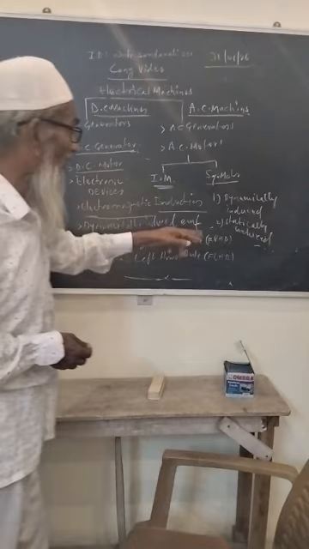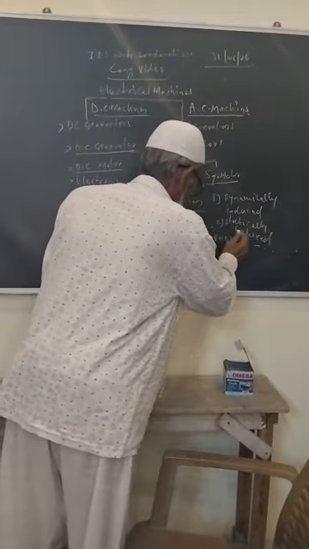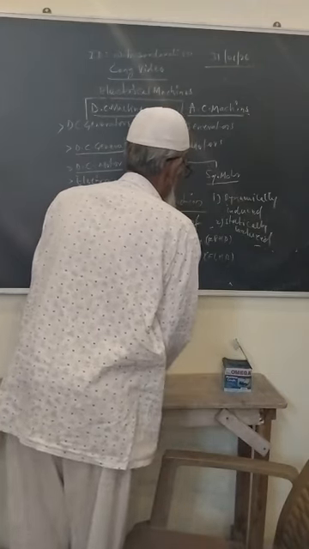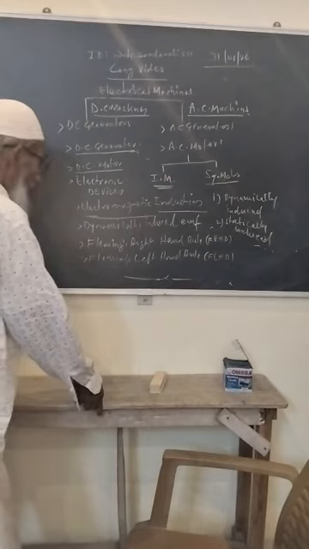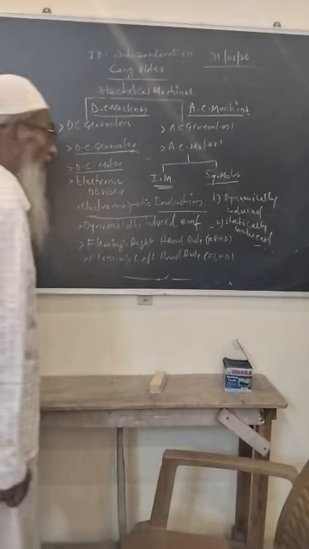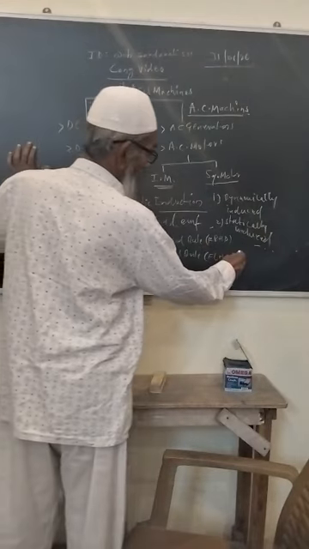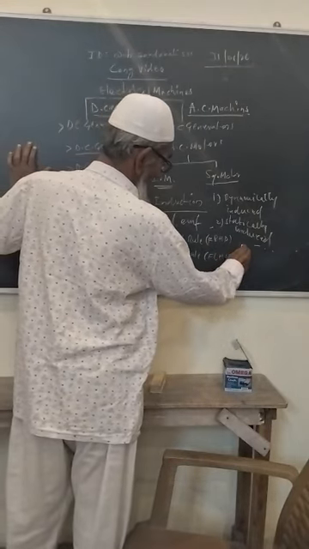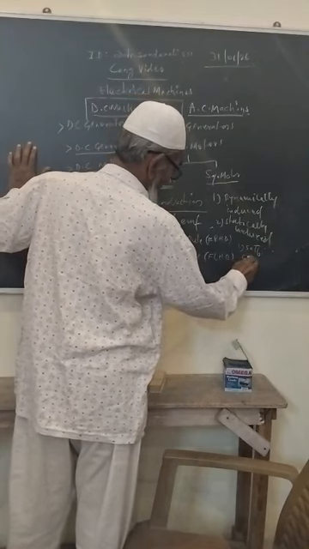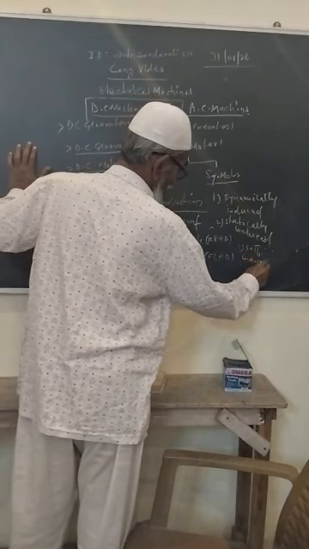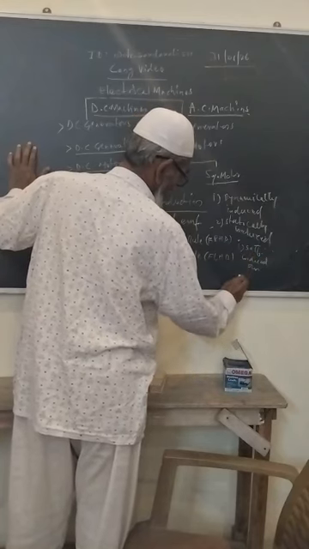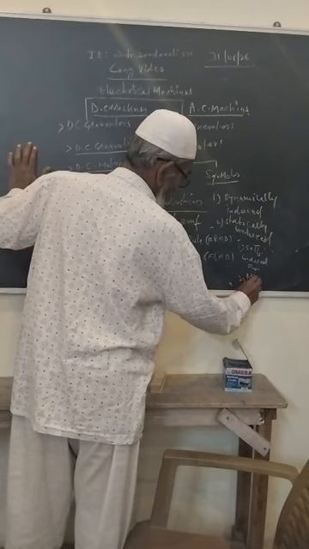Whereas in the case of statically induced EMF, the coil is always stationary and the magnetic field is linking with the stationary coil. There are two types of statically induced EMF. One is self-induced EMF. The other one is mutually induced EMF.